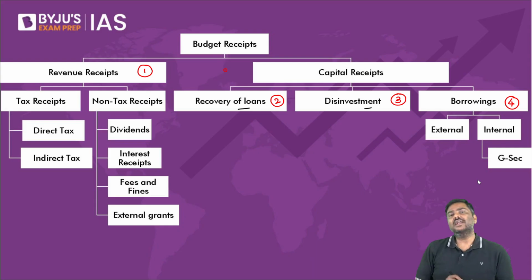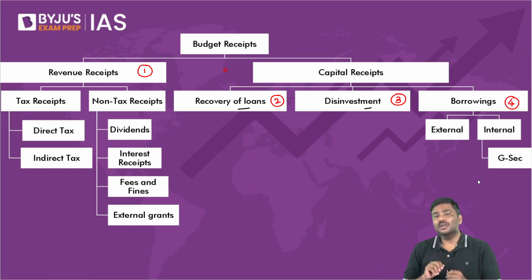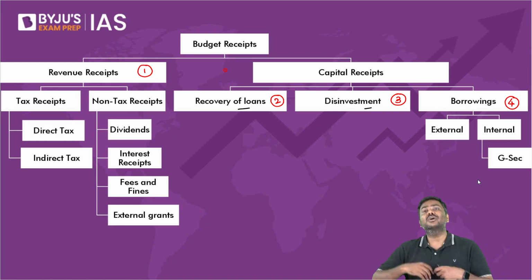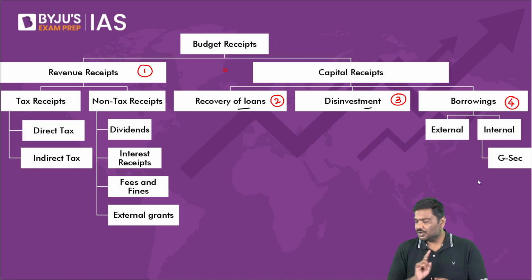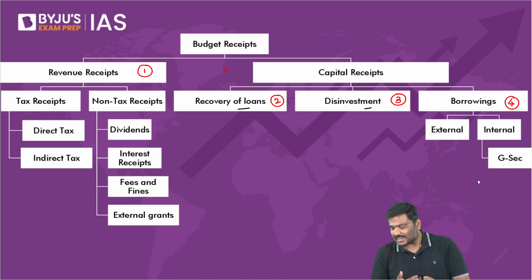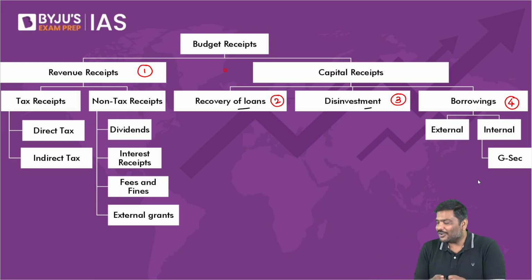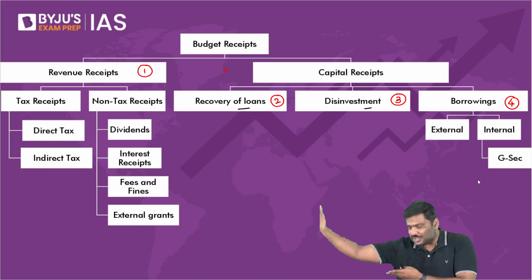Now, please have a look at all the 4, 1, 2, 3 and 4. Please tell me out of all the 4, which of the receipts are going to create a debt for Government of India? I'll repeat the statement. Please make correct observations. Do not complicate it. Debt means you will collect the money today and you will make the payment in the future.